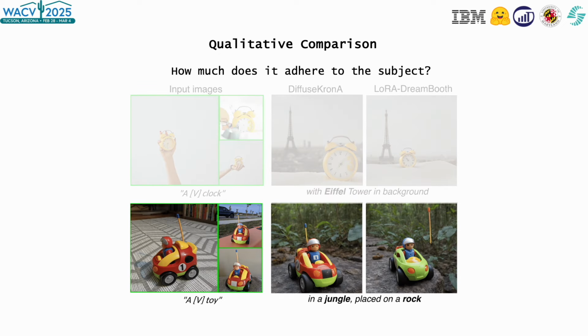Next, consider the prompt: a toy in a jungle placed on a rock. DiffuseKronA excels in embedding the toy naturally into the jungle setting while preserving its distinct characteristics, such as the red color of the car. The toy remains recognizable and true to the input image, showcasing DiffuseKronA's superior adherence to the subject.